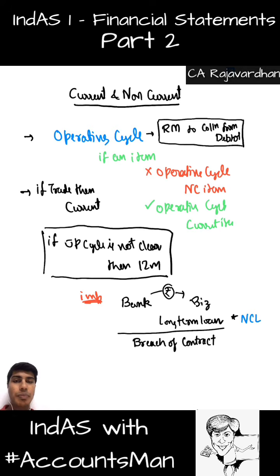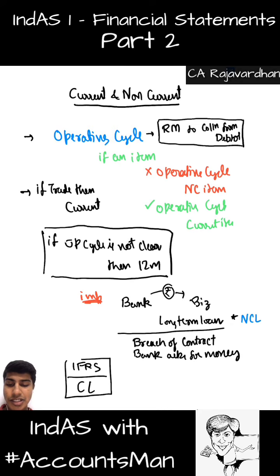You get that? Now breach of contract has led to what? Breach of contract has led to the bank asking for immediate money. Bank asks for money immediately. Then what would it be? Is it current or non-current is the discussion. Now I will tell you the comparison of IFRS also here. IFRS in this case says that it is no more a non-current liability because the bank has asked us to pay. It is a current liability, but that's not how it works in our country.